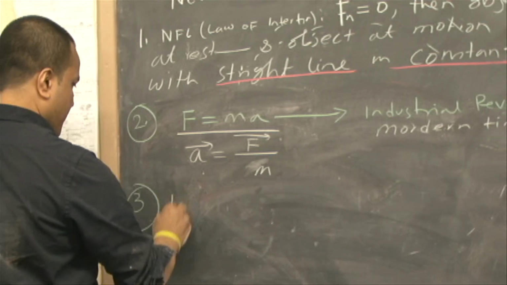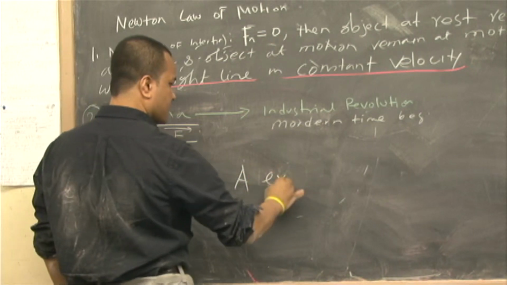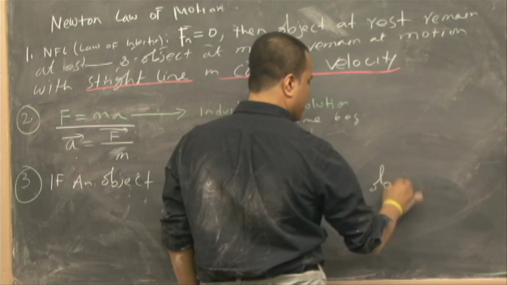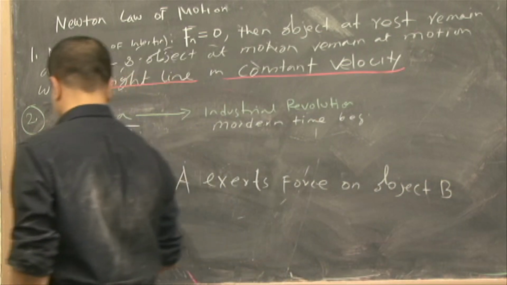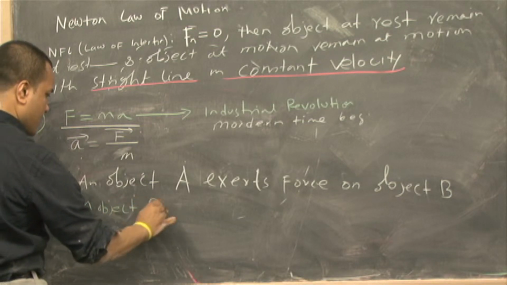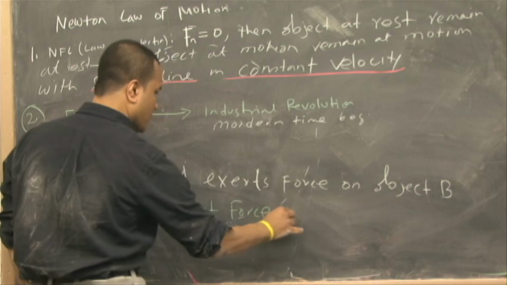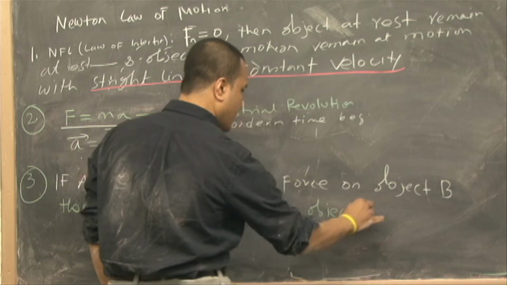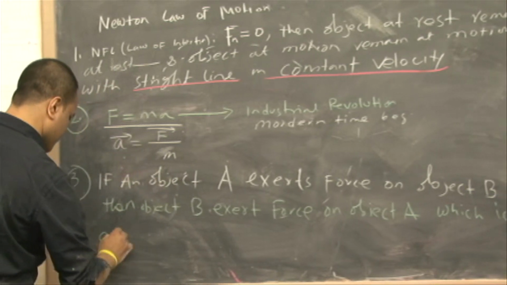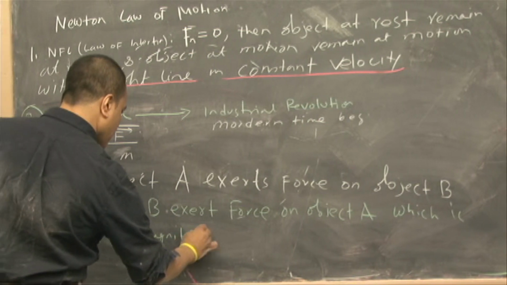All right. If object A exerts a force on object B, then object B exerts a force on object A, which is equal in magnitude but opposite in direction.